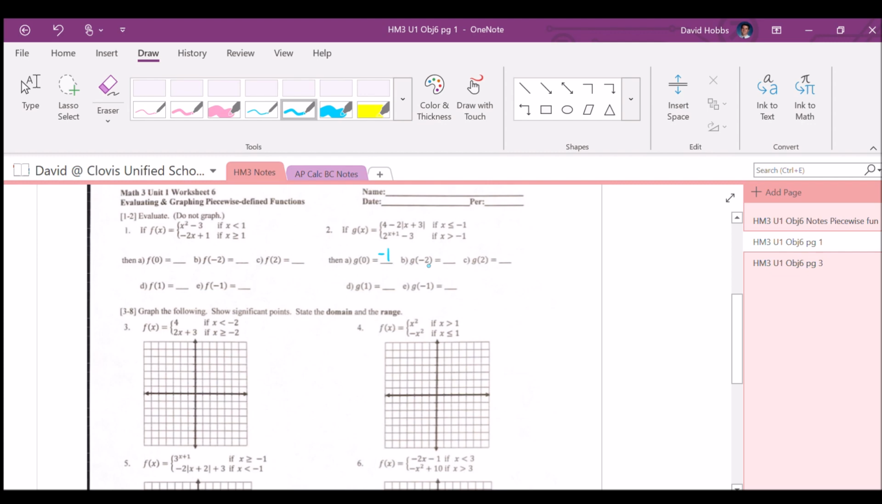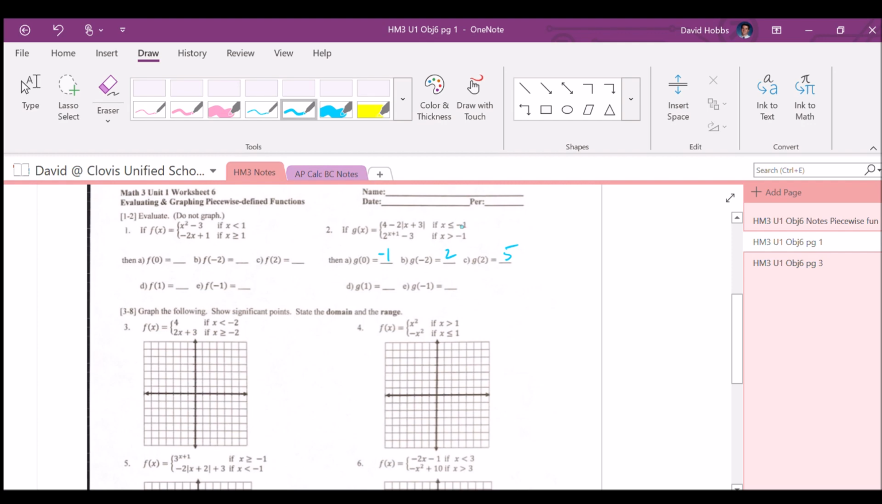G of negative 2. Is negative 2 less than or equal to negative 1? Yep, so top rule. Negative 2 plus 3 is 1. Absolute value of that is 1. Negative 2 times that is negative 2, plus 4 is 2. G of 2. 2 is greater than negative 1, so it's the bottom rule. 2 to the 2 plus 1, 2 to the third, 8, minus 3 is 5.